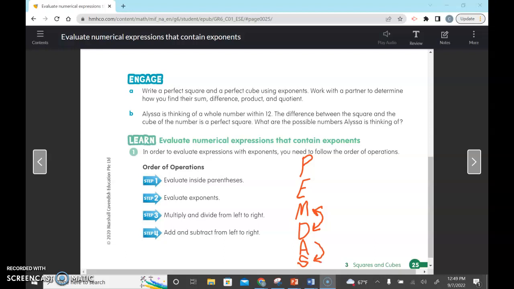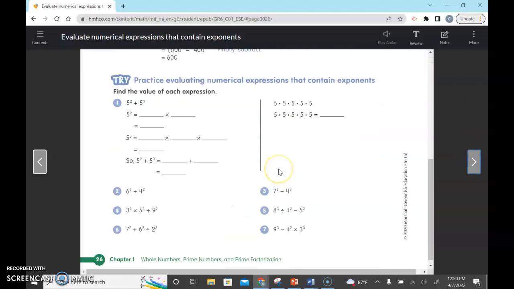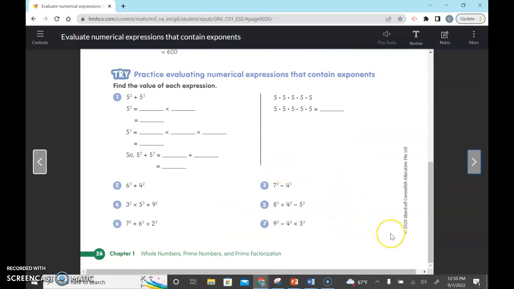Addition and subtraction, whichever one comes in order from left to right as well. So we follow PEMDAS. This is the order of operations. I always say the most important part of order of operations is the order of operations. So make sure you remember that. If you go out of order, you will get an incorrect answer. So let's take a look at the next page now, and we'll take a look at some of these problems here. So we can see number 2, for example.